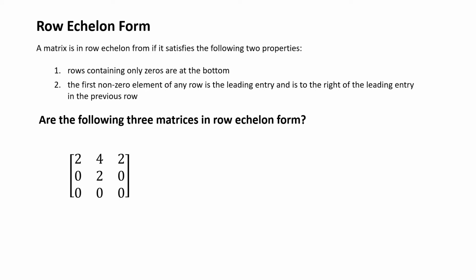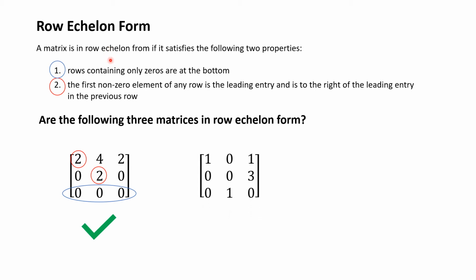For this first matrix here, we have a row that consists of only zeros and it's at the bottom. Therefore, it satisfies the first condition. The first non-zero elements in rows 1 and 2 are circled in red. The leading entry in row 2 is to the right of the leading entry in the previous row, which is row 1. Therefore, it satisfies this condition, and this matrix is in row echelon form.